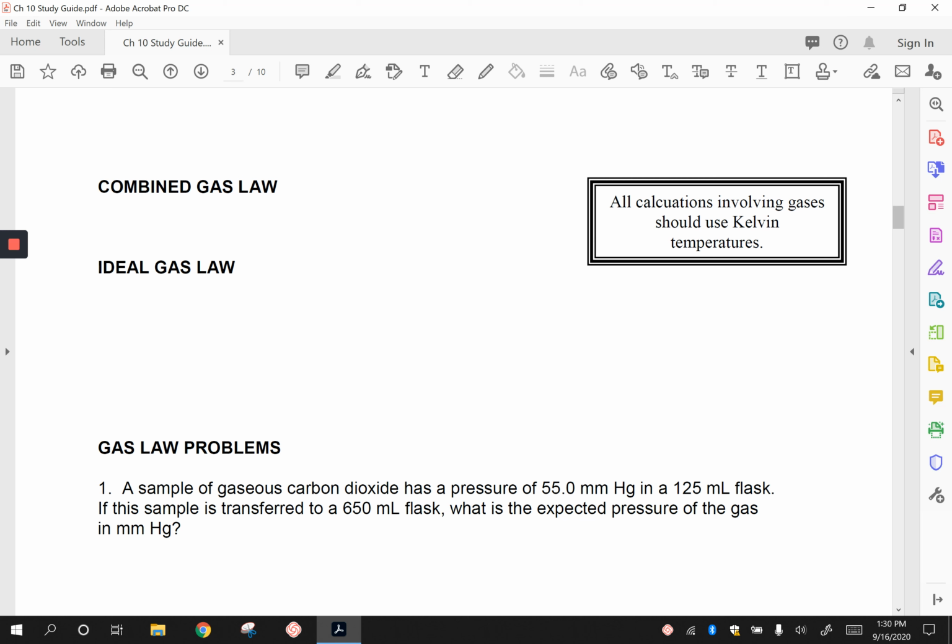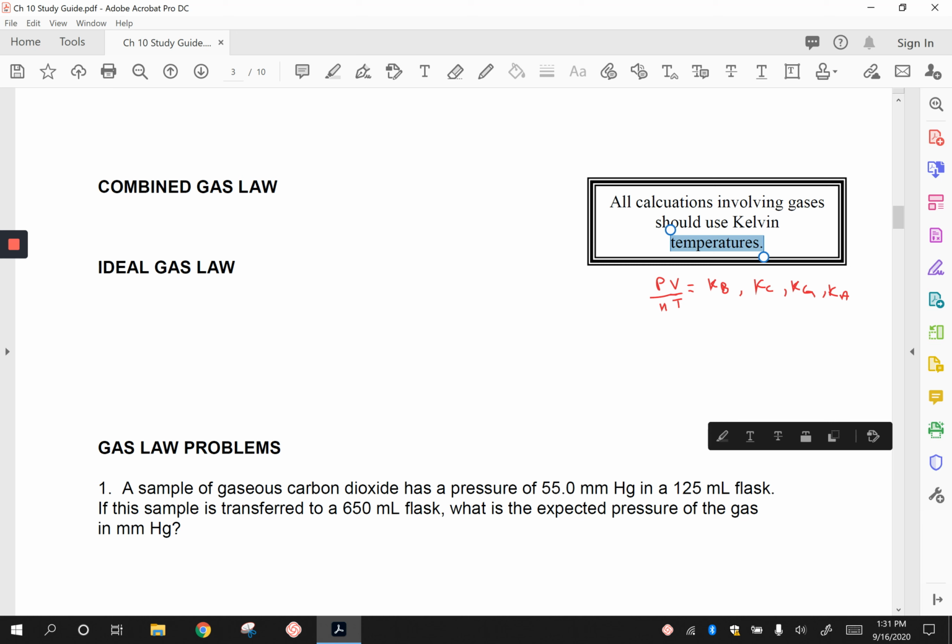So let's say you have Boyle's Law, which is P times V is equal to K. And I want to combine with it Charles's Law. Charles's Law says V over T is equal to K. Let's do Gay-Lussac's law: P over T is equal to K. And then Avogadro's: V over N is equal to K. So I kind of combined all of them into this.